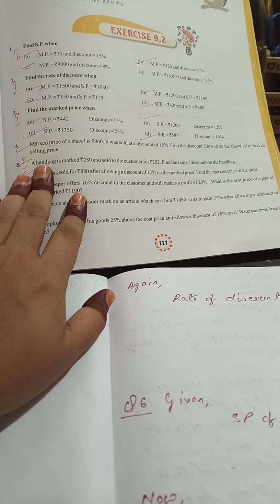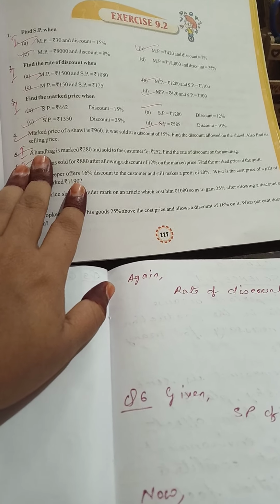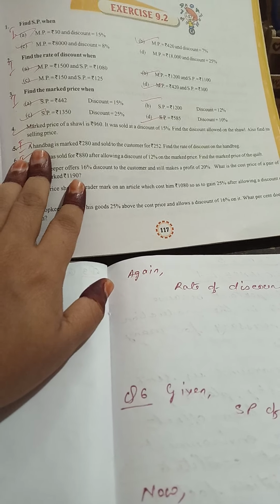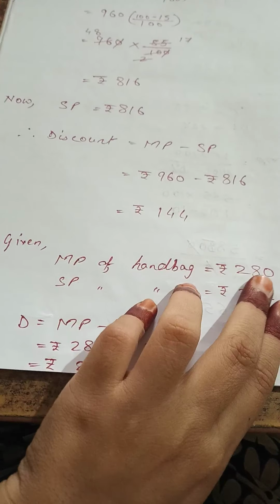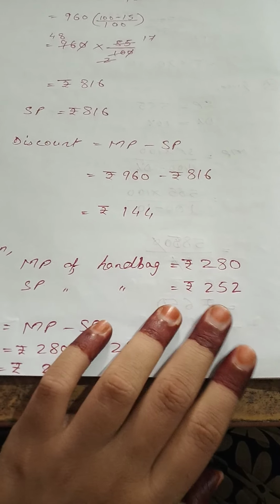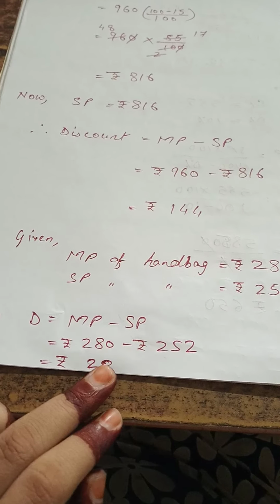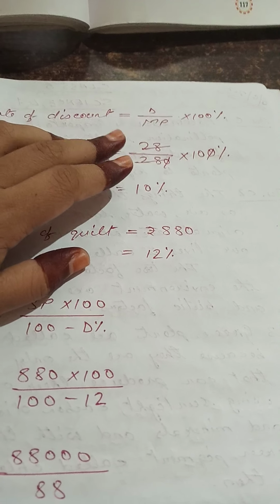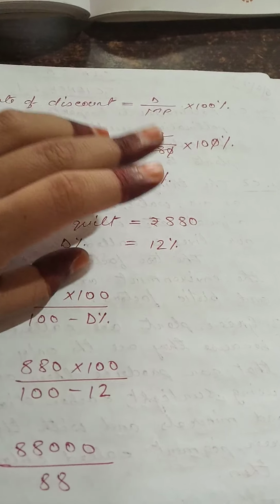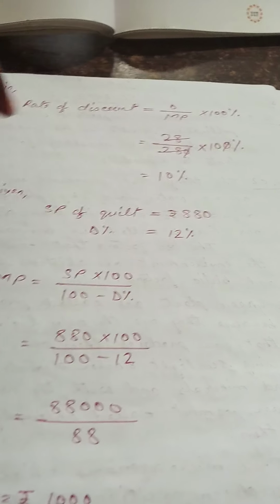Next you see question number 5. A handbag is marked rupees 280 and sold to the customer for 252. Find the rate of discount on the handbag. Now MP of handbag was 280. SP of handbag is 252. Discount is MP minus SP. We found out the discount to be rupees 28. Now what is the rate of discount? It is discount by MP into 100%. So 28 by 280 into 100 gives us 10%.